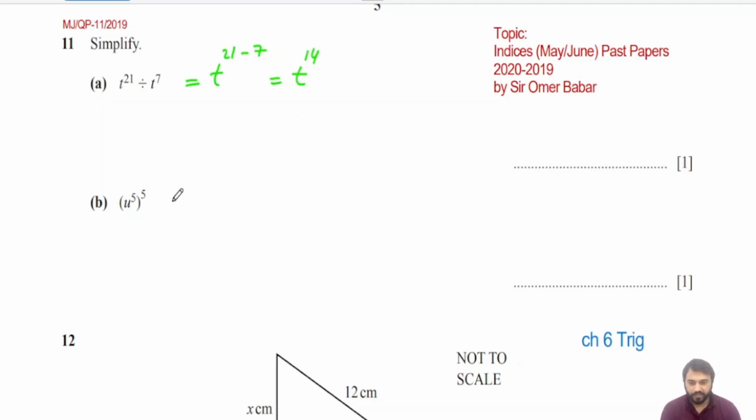The part B is, we have power of power, u raised to power 5 whole power 5. We write u and 5 into 5, that is equal to 25. So the answers to this question are t raised to power 14 and u raised to power 25.